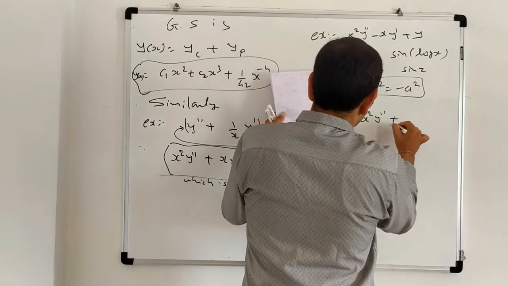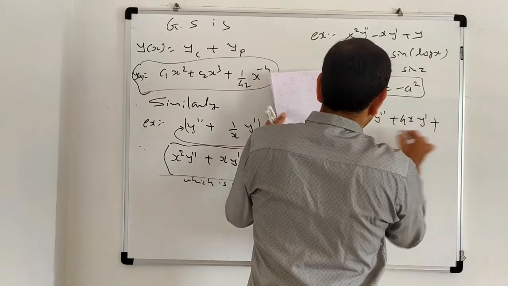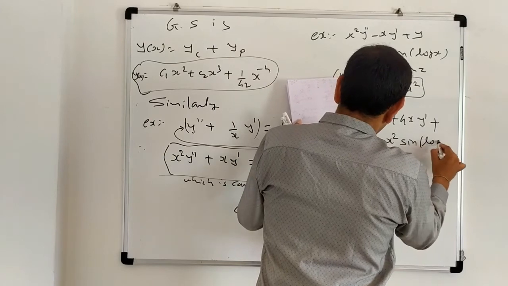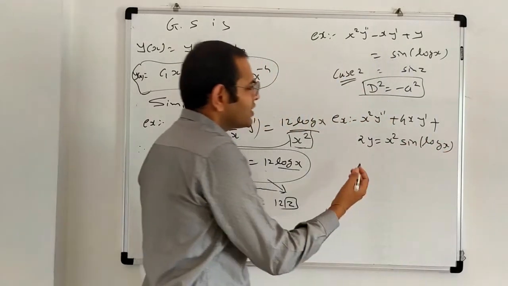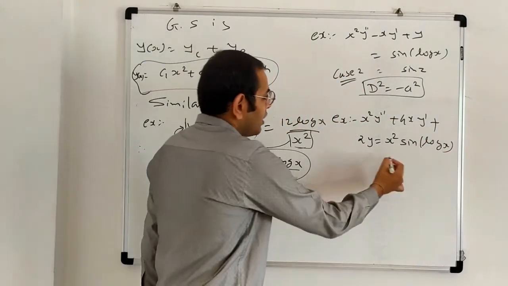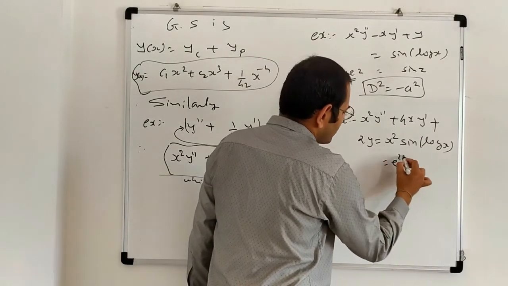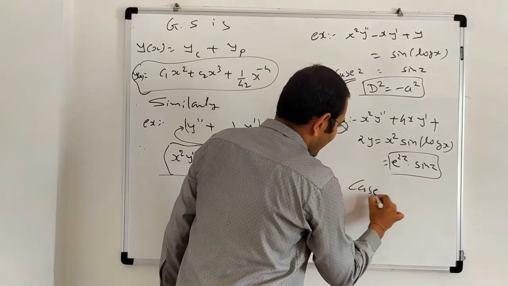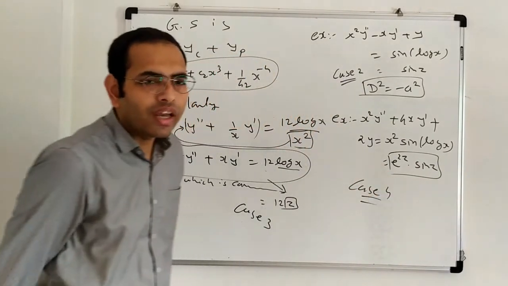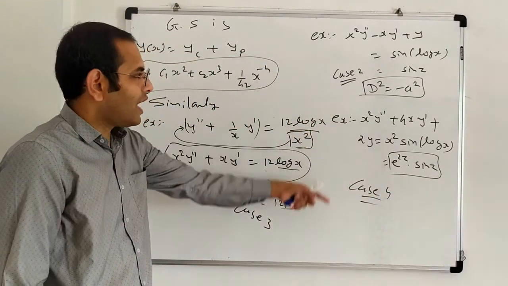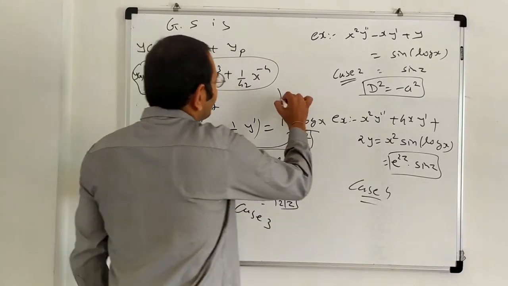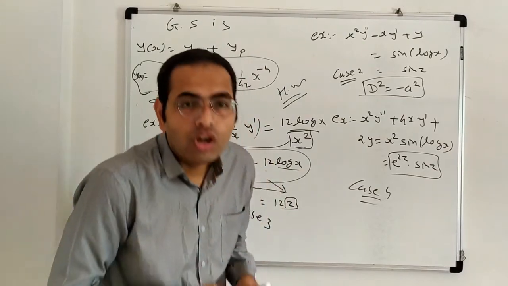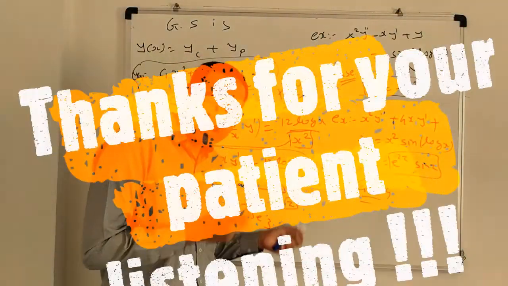X square y double dash plus 4x y dash plus 2y equal to x square sine log x. And in this example, here r of x equal to e raised to 2z into sine z. Then we use case 4. Then for each and every case, try it yourself. These examples are homework. Try to solve the differential equations yourself.